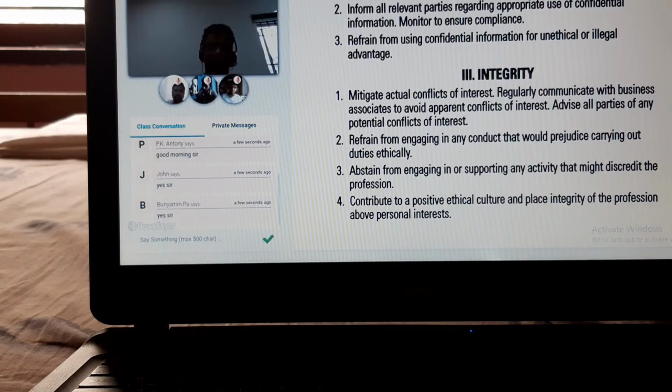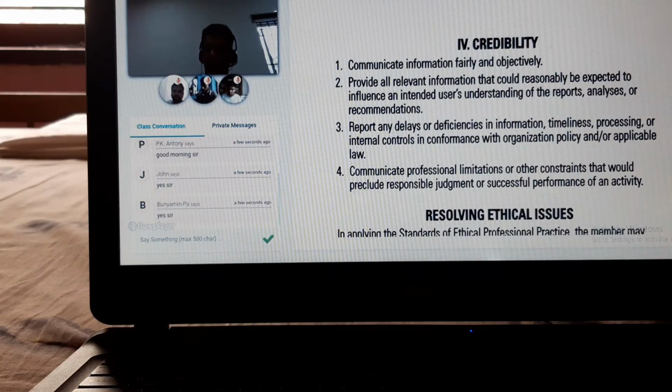What do you say, standards. What is the right word for that?